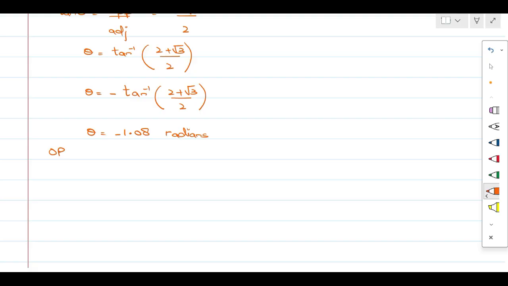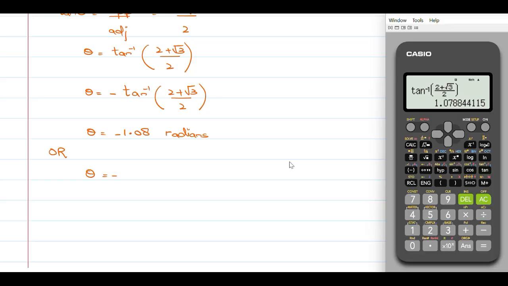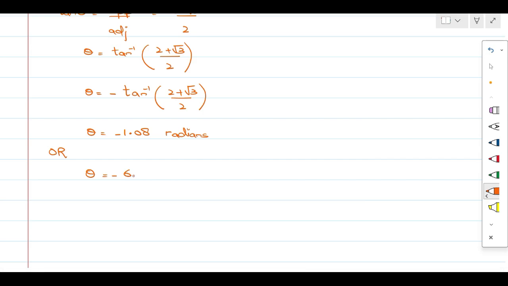or we can also do it in degrees. So theta is negative of what degrees? If I convert my calculator into degree mode and figure out the answer in degrees, it is 61.8 degrees. So this is the answer in degrees, right? So these are basically the argument of z.